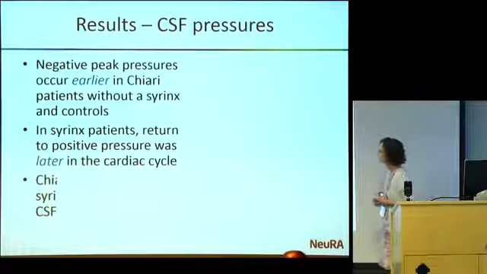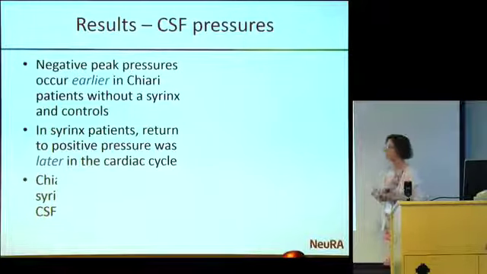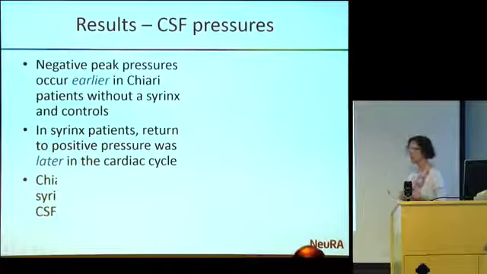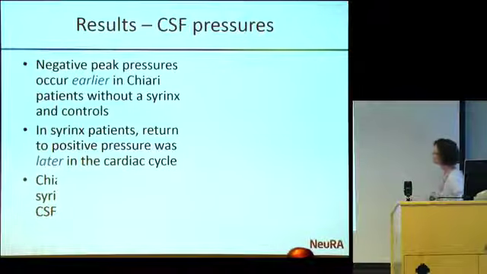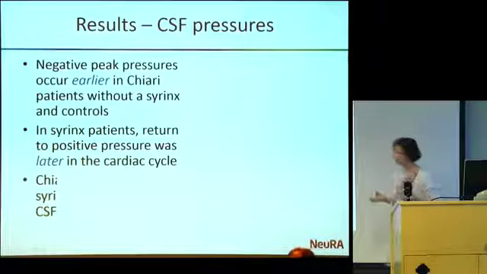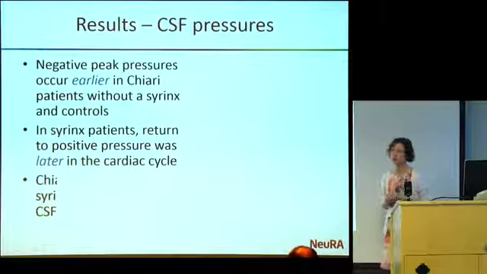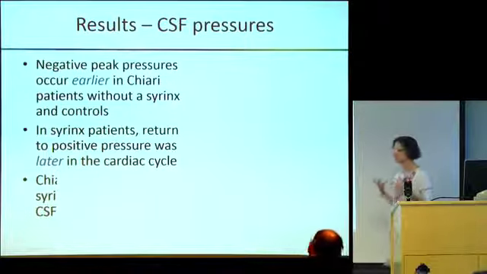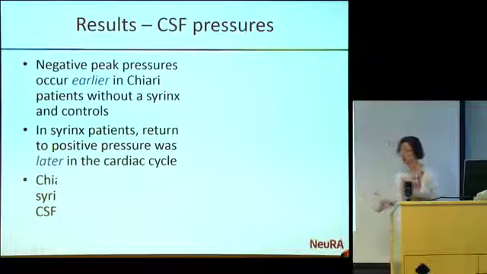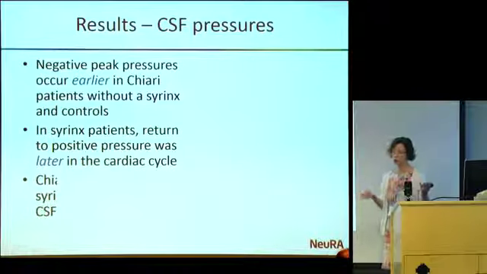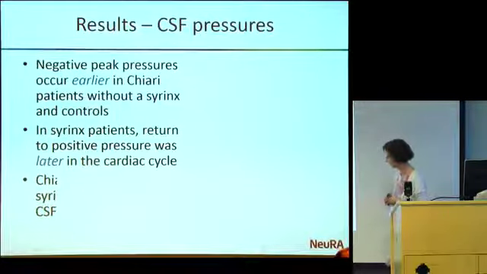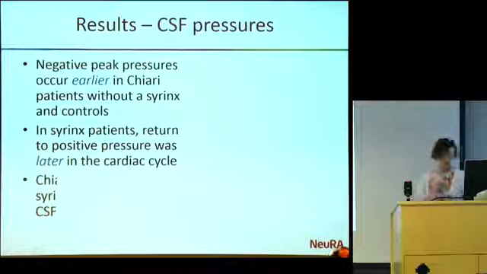So what we did see from that analysis is that in the larger cohort of patients, the negative peak pressures occur earlier in the Chiari patients without a syrinx and the controls. So there are differences in the timing of the pressure in the group, but similar to what Marcus noted earlier, in this group of people, the pressures of the Chiari patients who did not have a syrinx were actually different to the controls and the Chiari patients with a syrinx. And there were some other subtle differences in timing.